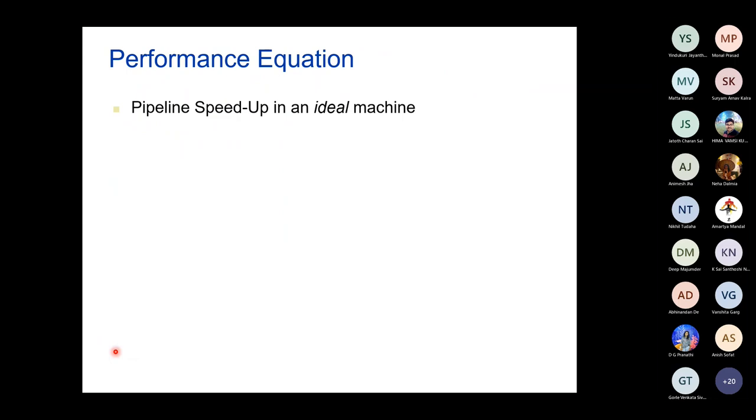So now this is the last equation that we'll be discussing in this course. It is the performance equation for the pipeline machine. We want to see how the performance would degrade in the presence of stalls. So first of all, let us talk about pipeline speedup in an ideal machine. Assume that it is an ideal scenario with no stalls. My pipeline is fully balanced. So the maximum speedup is what you already know.